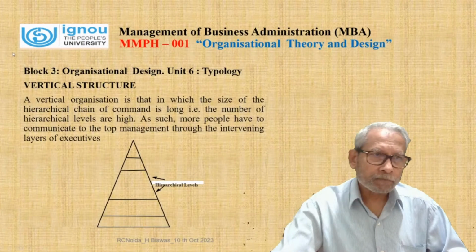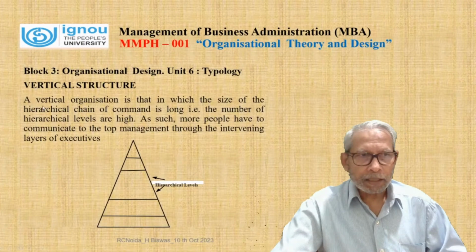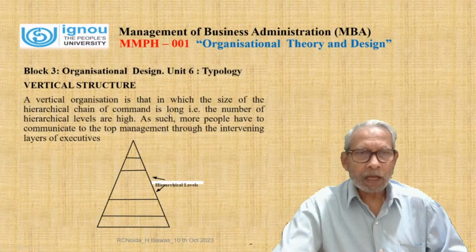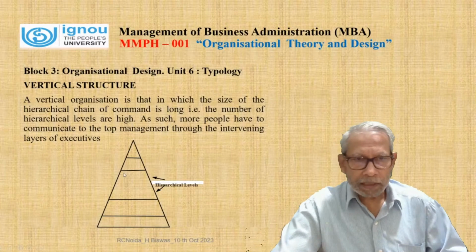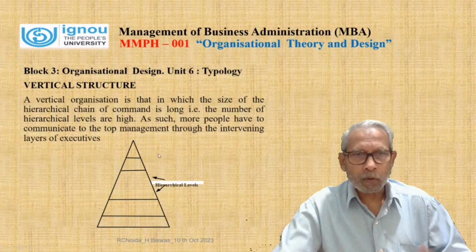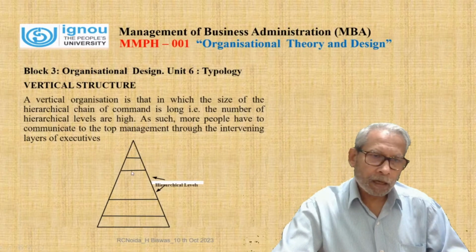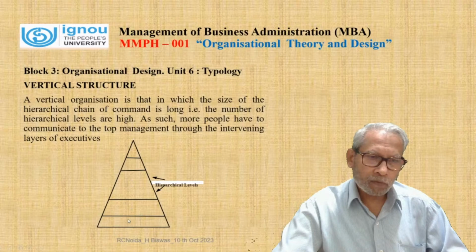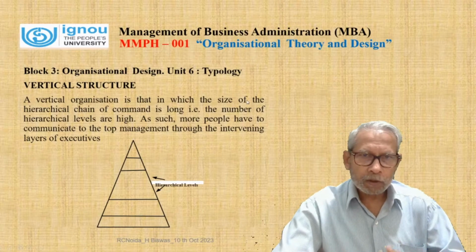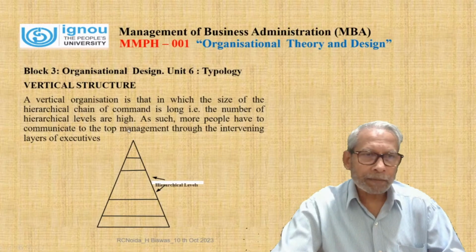Now see the diagram, the vertical structures. In the vertical organizations, the size of the vertical chain of command is long, and there are so many chains. I mean the levels are more, maybe 5 up to 7. So the number of hierarchical levels is high.